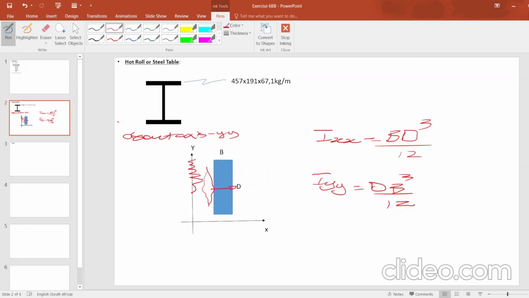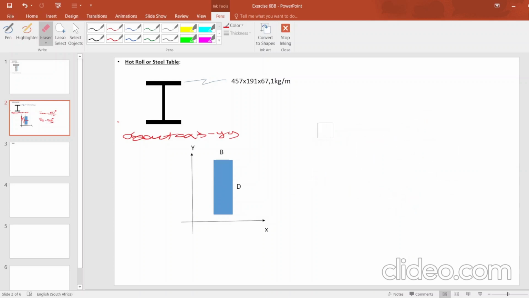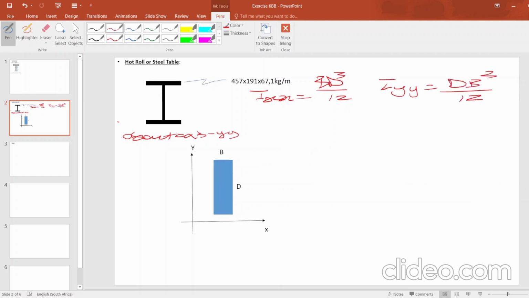Now, the very same beam that we are looking at, let's now rotate this beam. We want to calculate the IYY. Remember, we said that in this position, the IXX is B D cubed divided by 12. Then we said the IYY will be D B cubed divided by 12. Now let's now rotate.